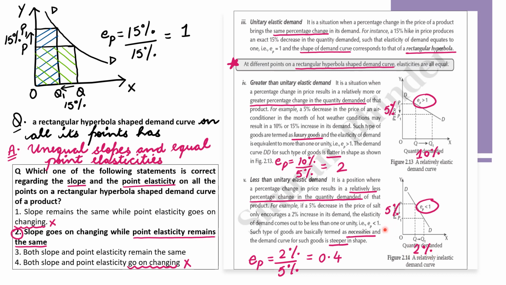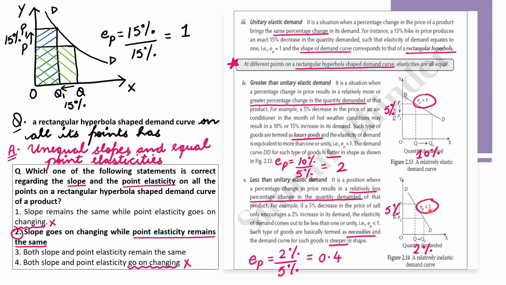Only if the price of a packet of salt is reduced by 5%, its demand increases by only 2%, right? So such type of goods are basically termed as necessities or necessaries of life. We can also calculate it by using the formula. In the numerator, 2% will come, which is representing percentage change in quantity demanded, and in the denominator, percentage change in price is given, that is 5%. So elasticity of demand comes out to be 0.4.